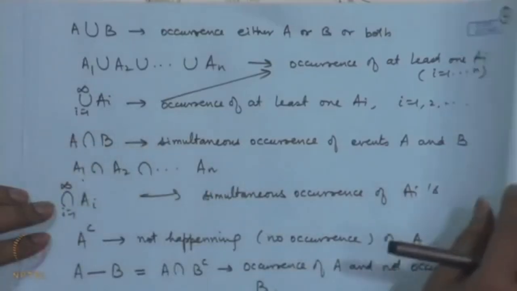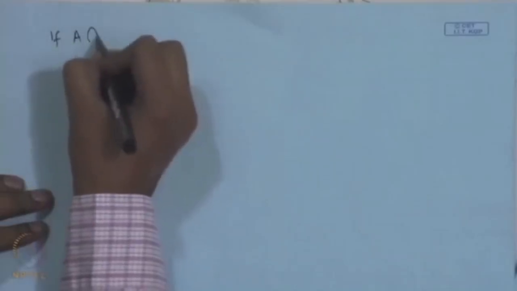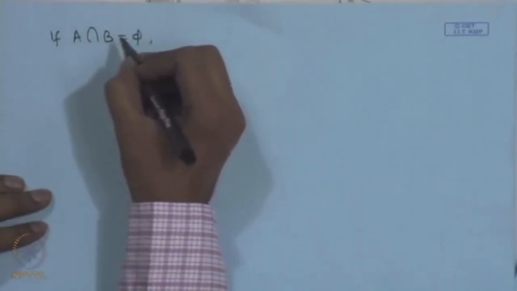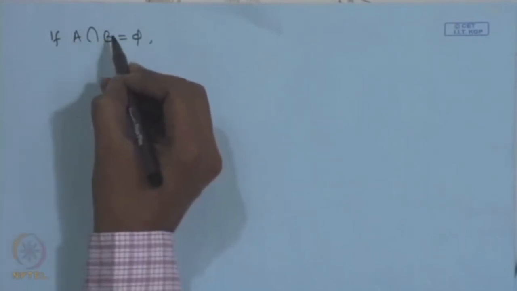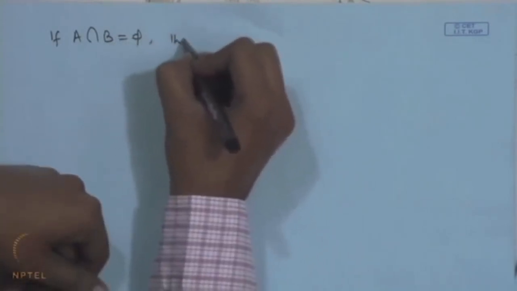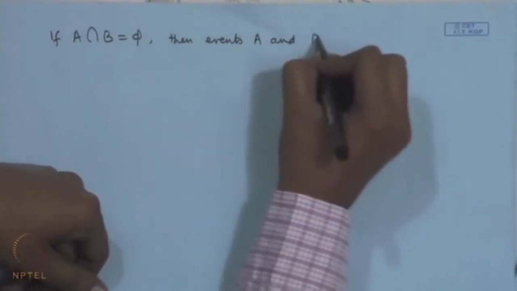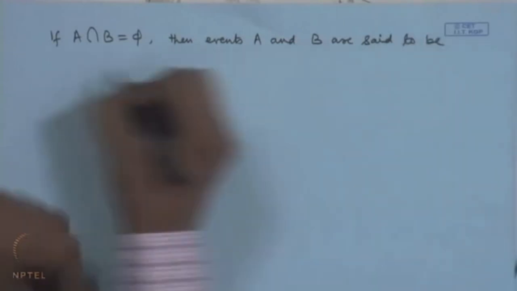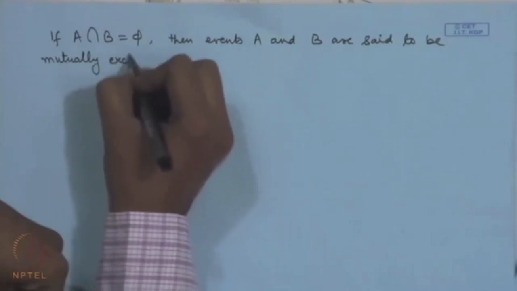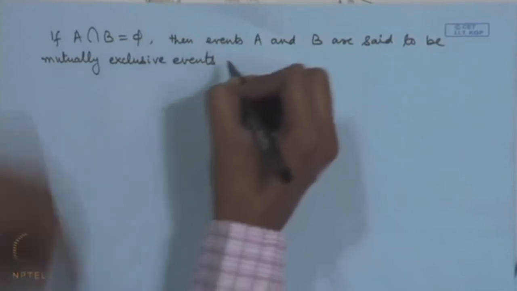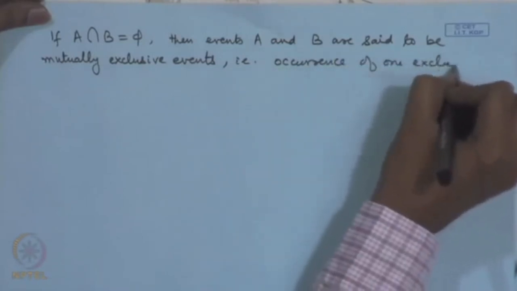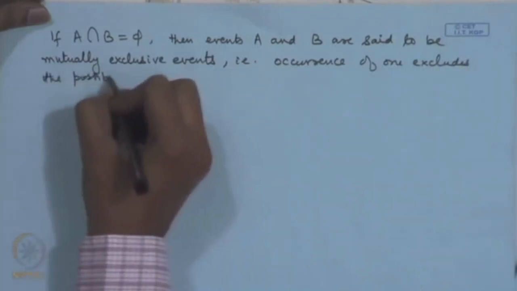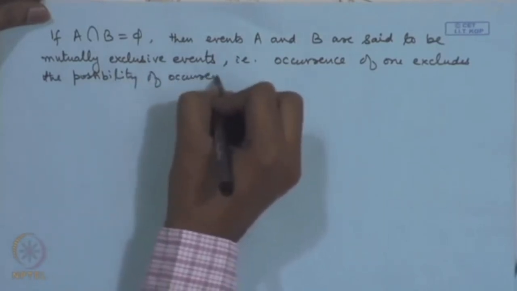Then there is a concept of, because when we consider the concept of intersection, the intersection could be phi also. If A intersection B is phi, then they are known as disjoint sets. So, here we call them mutually exclusive events. The meaning is that if A occurs, B cannot occur, and if B occurs, then A cannot occur. So, events A and B are said to be mutually exclusive events. That is, occurrence of one excludes the possibility of occurrence of the other.